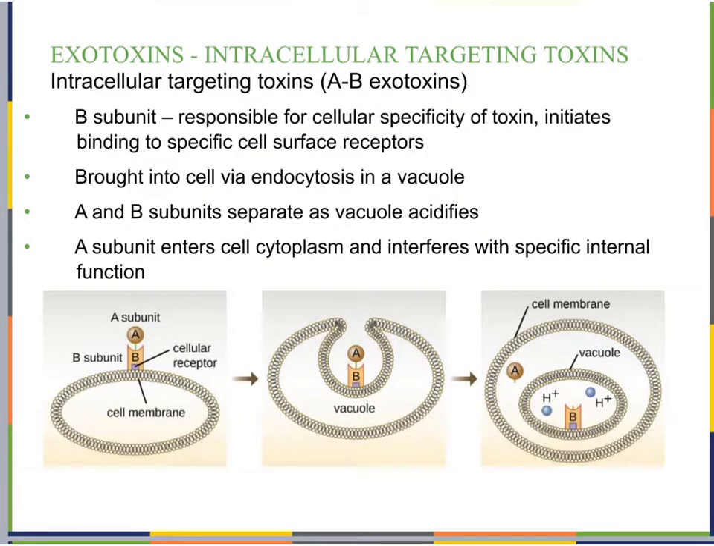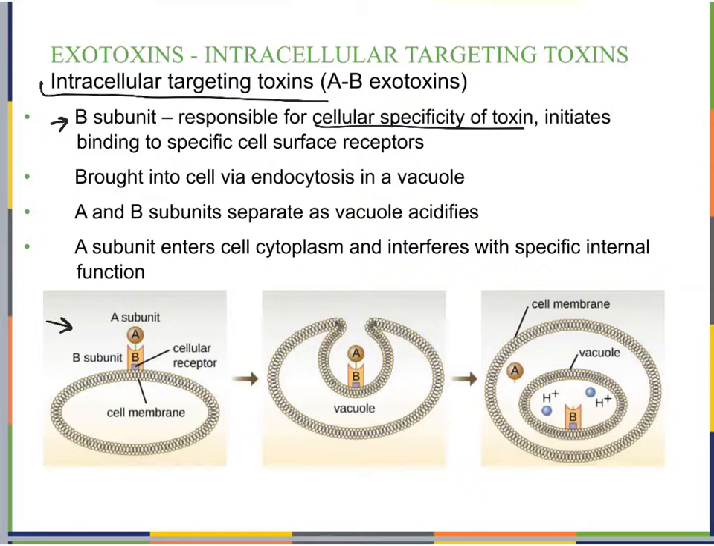So some exotoxins. The first one is called an AB exotoxin. It's an intracellular targeting toxin. It's called an AB exotoxin because it has two subunits, A and B. The B subunit is responsible for cellular specificity of the toxin, and it initiates binding to a specific cell surface receptor. If we look at the image down here, we can see the different subunits.